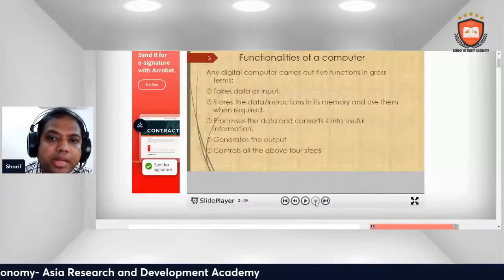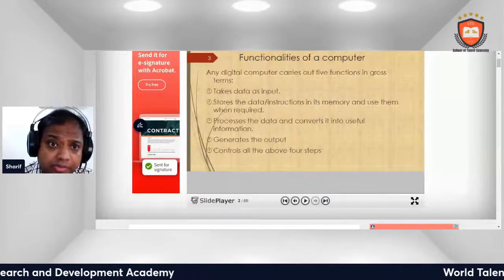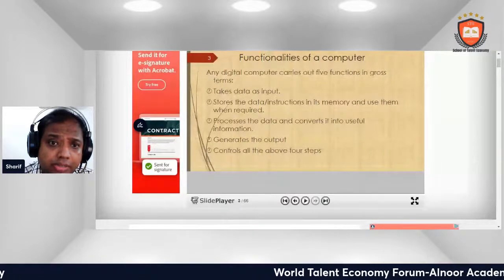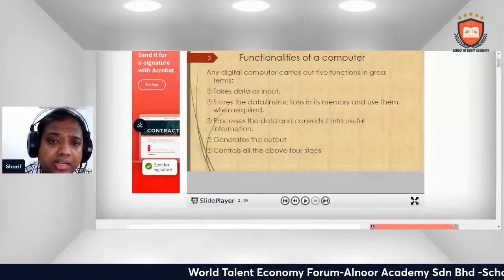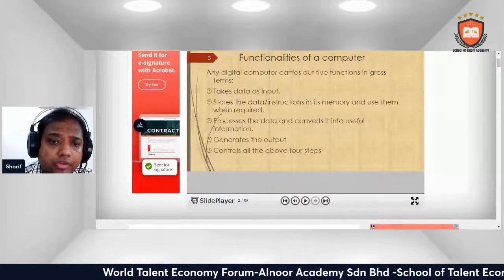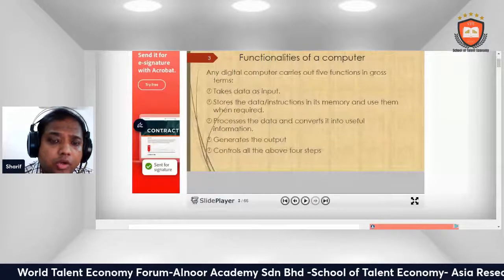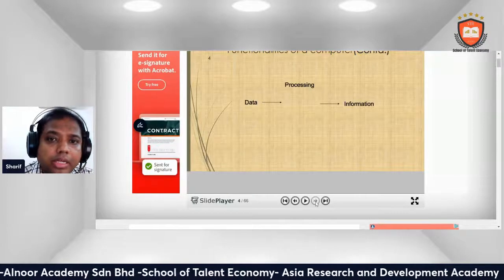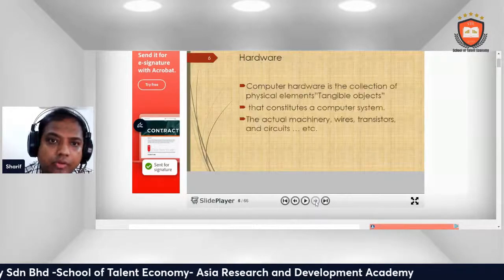Any digital computer carries out five functions in a graph trace. Take data as input, store the data and instructions in its memory and use them when required. Process the data and convert it into useful information. Generate the output and control all the above steps. Data, processing, information, hardware and software.